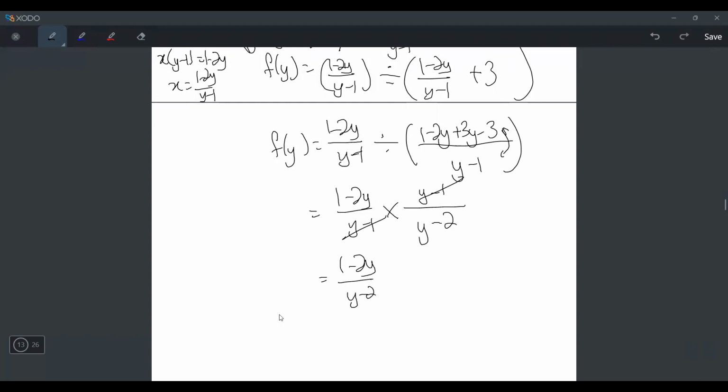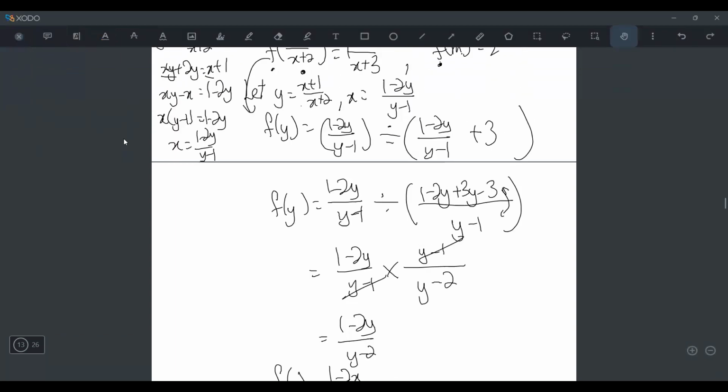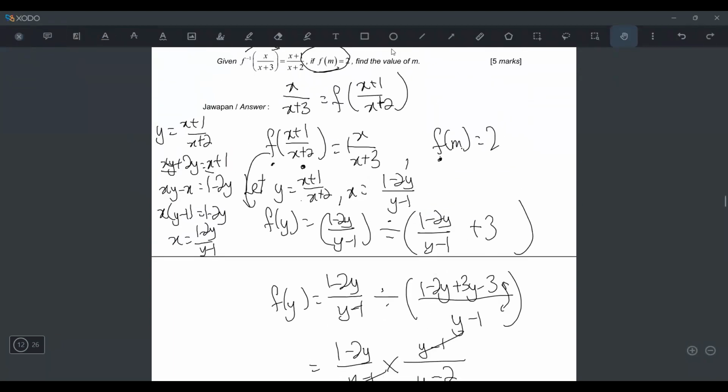So now this is fy, but I want fx. So fx equals to what? 1 minus 2x over x minus 2. But x cannot equal 2, because if x equals to 2, the whole thing will be a math error. But of course, this is not the final answer yet, because remember they want to find the value of m.